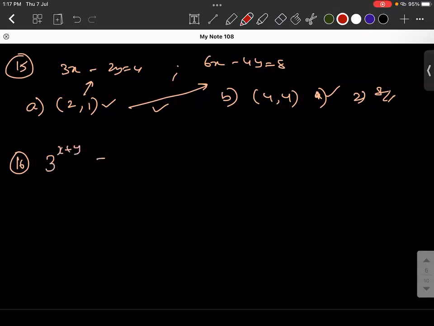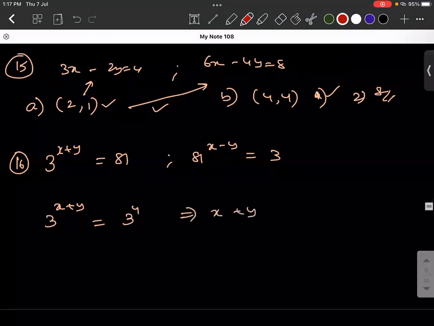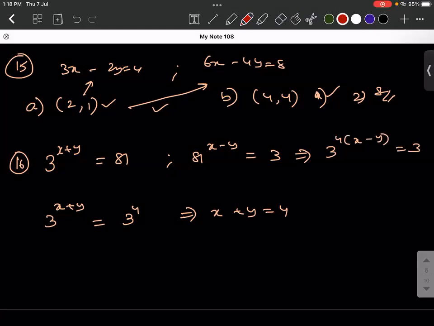3 power x plus y is equal to 81. 81 power x minus y is equal to 3. So make the bases same. 3 power x plus y is equal to 3 power 4. So if the base is same, the powers are same. x plus y is 4. Similarly, this one you can write as 3 power 4 into x minus y is equal to 3. So 4 times x minus y is equal to 1.